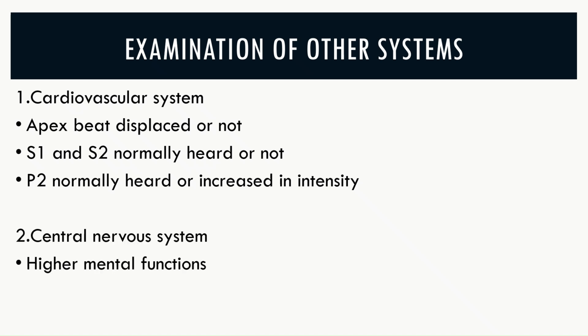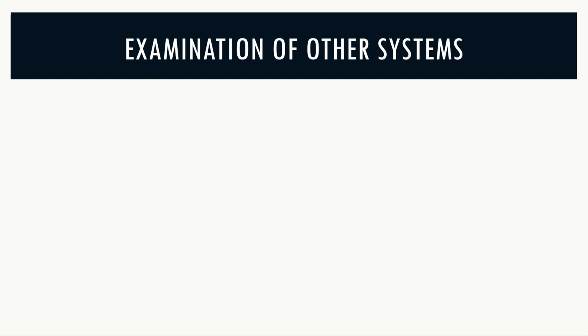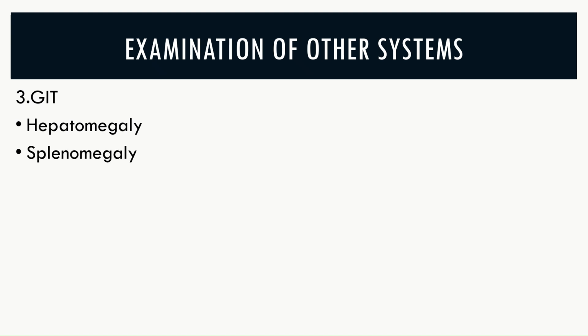In the central nervous system, higher mental functions, cranial nerves, motor system and sensory system should be examined. In gastrointestinal system, abdominal examination should be done to look for any hepatomegaly, splenomegaly or ascites, which may occur in chronic lung disease, pulmonary or systemic infections.